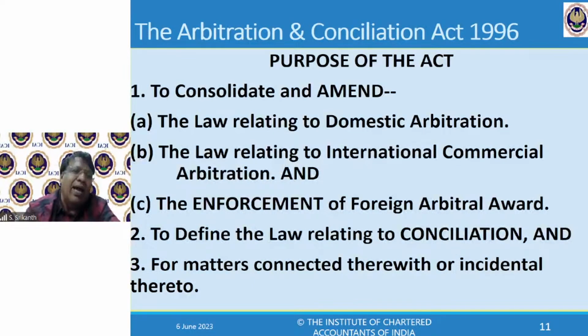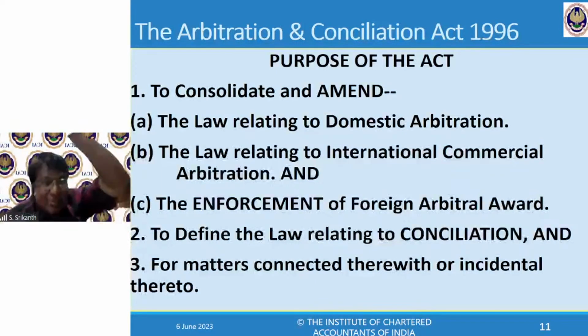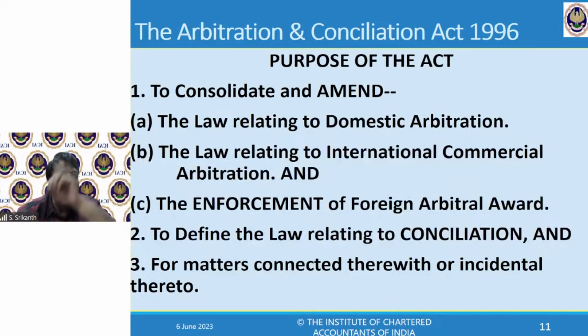So, the Act, as the preamble says, is meant to consolidate and amend. Consolidate, bring together, and amend. The earlier Arbitration Act 1948 already existed. Conciliation was not part of it. Then it got amended and included. Also, they wanted to include the new law relating to international commercial arbitration, based on the UNCITRAL model.